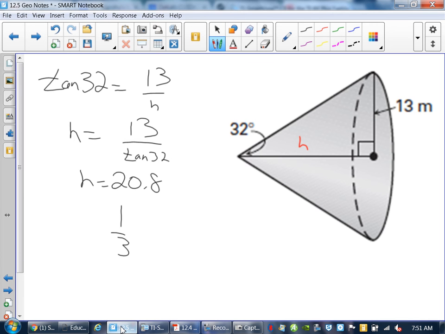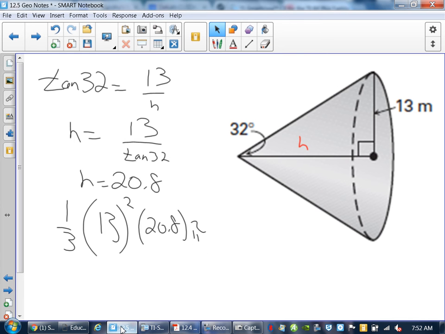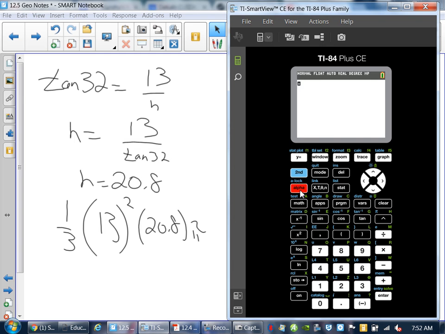So 1/3 times 13 squared times 20.8 times pi. And we type it in our calculator just like that, with your fraction bar. No, it doesn't matter. I have a volume then of 3,681.11 something cubed.